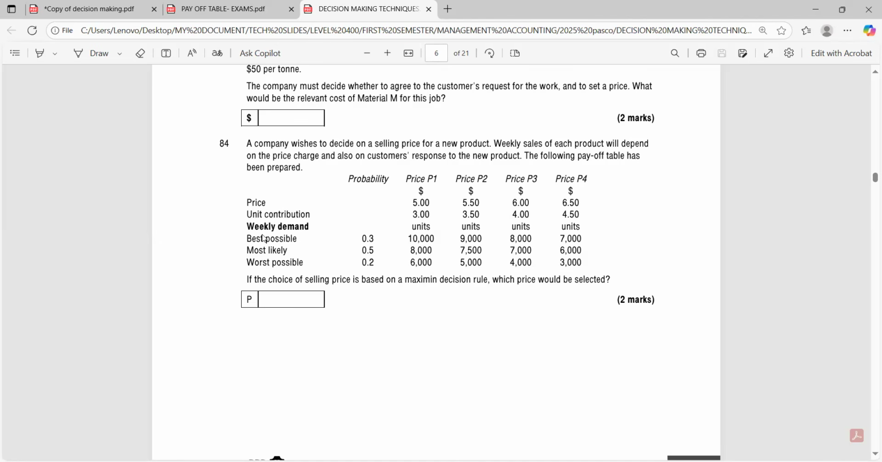And then the question says that if the choice of selling price is based on the maximum decision rule, which price would be selected? Is it price 1, price 2, price 3?